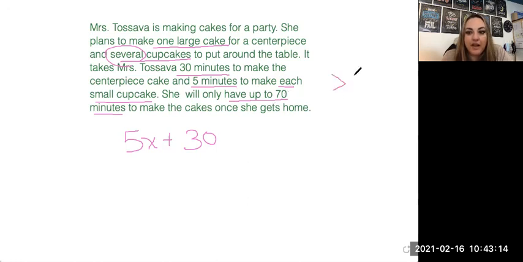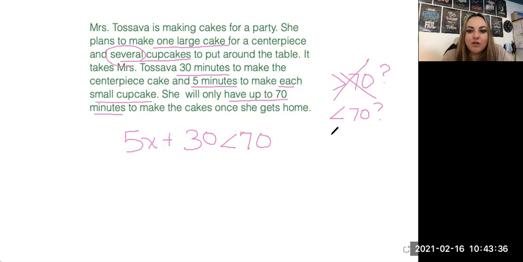Can it be more than 70 minutes? No. Can it be less than 70 minutes? Yes, I can have up to 70 minutes. So if it can be less than 70 minutes, we're going to use the less than symbol.